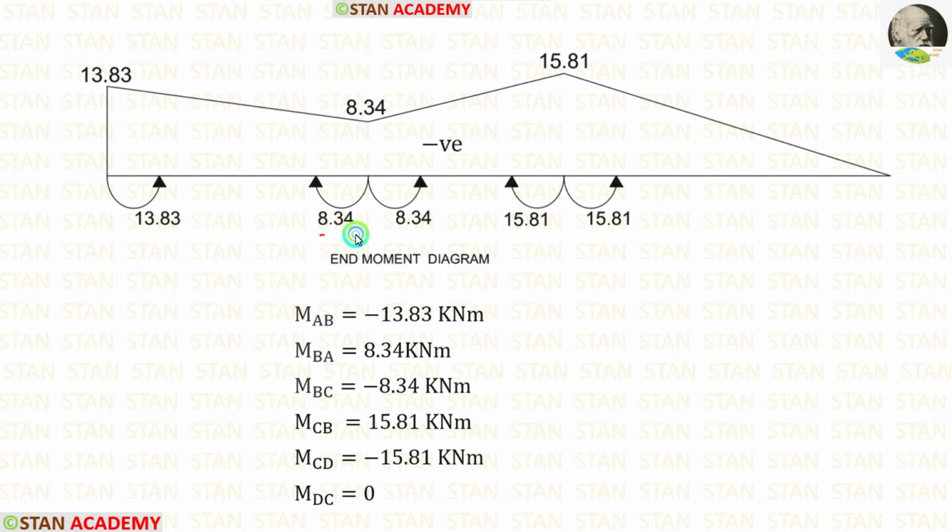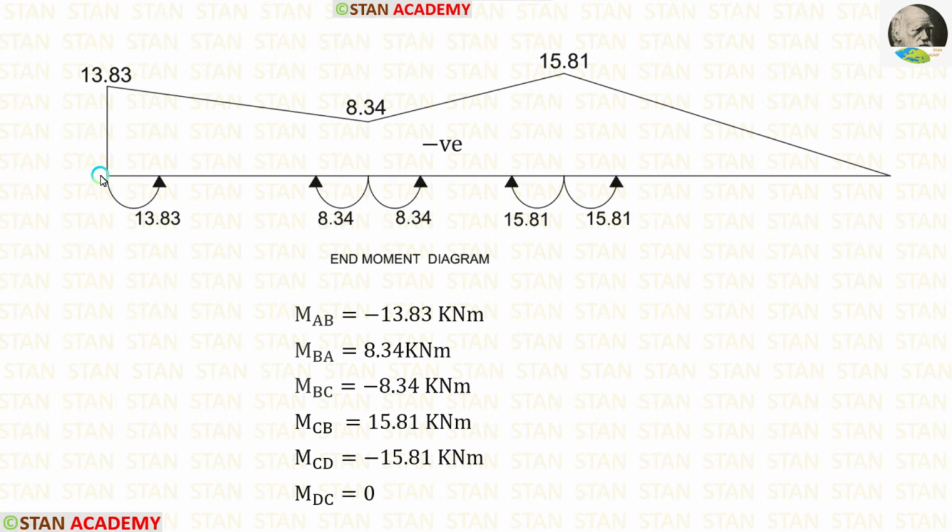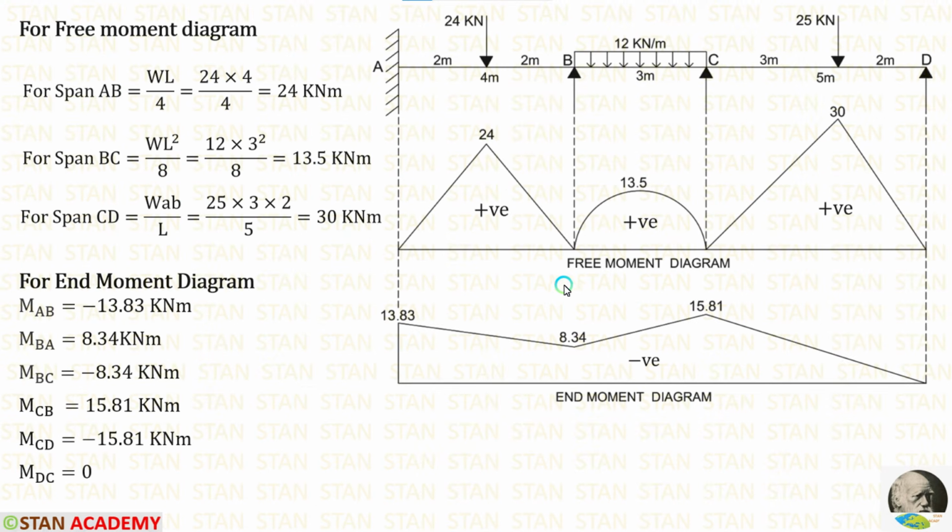In the point B, we are having two moments. In the point C also, we are having two moments. Even though we are having two moments, we have to make only one point because both of these arrows are indicating upwards. In the point C also, both of these arrows are indicating upwards. If the end moment diagram comes above the line, it will be negative. If it comes below this line, it will be positive.